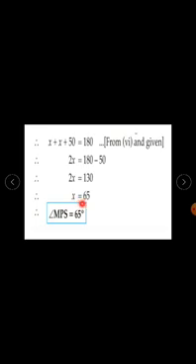But what is your X? X is your angle MPS. Therefore angle MPS is equal to 65 degree.